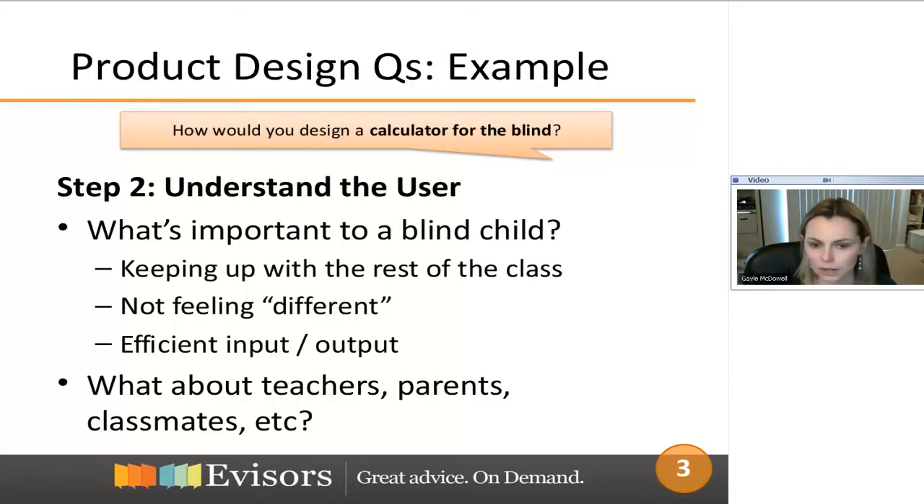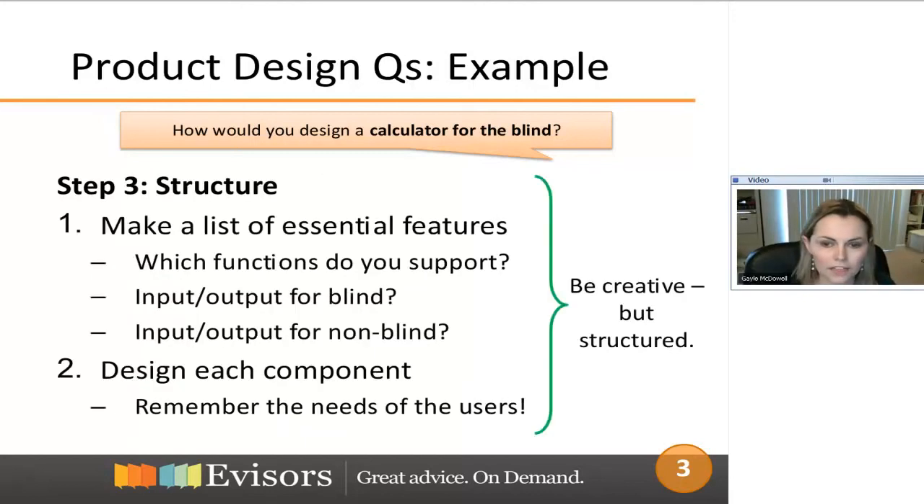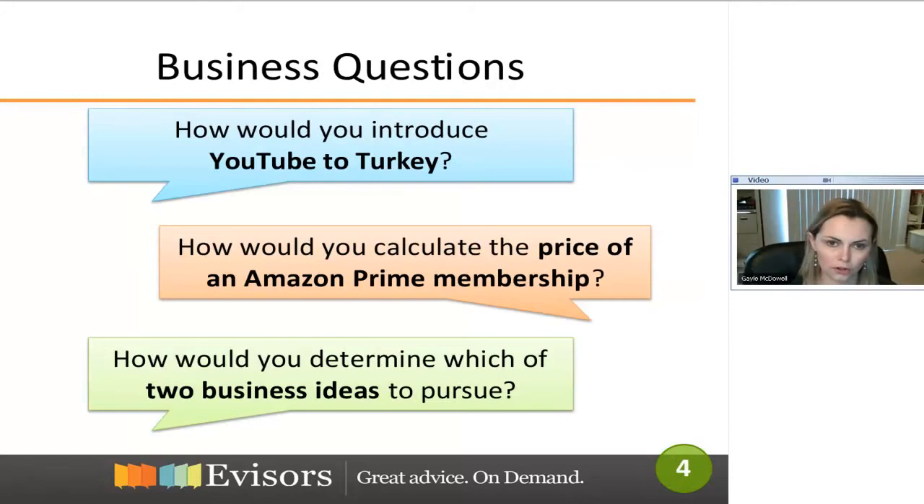If you're designing for a blind child, think about who the user is and what they're all about. They want to keep up with the rest of the class. They want to not feel different. They need to be able to do input and output. And you need to design for their parents, teachers, etc. And then you want to find a structure of the problem. This is often difficult, but really important because a lot of this is about communication. So find a structure for the problem. And then finally you go through and you solve it.